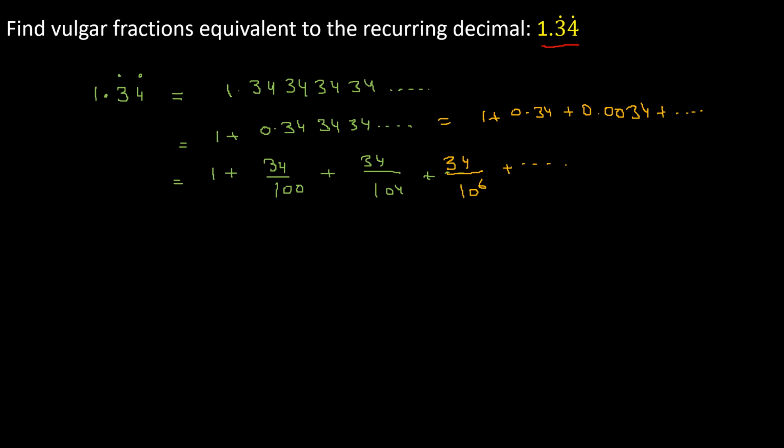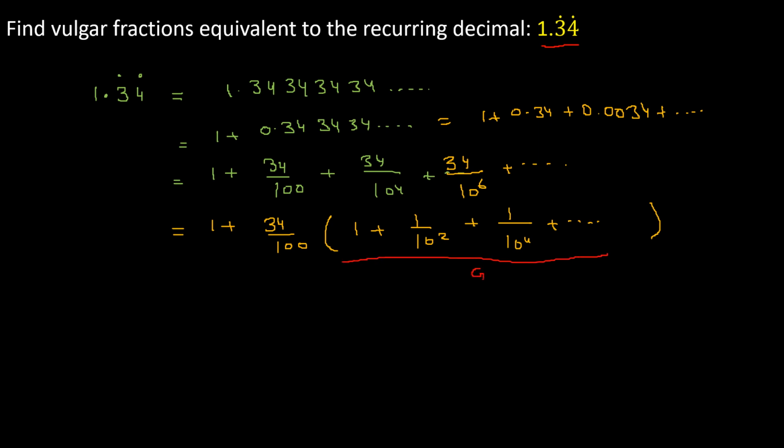So infinite terms. So we can write this whole thing as equal to 1 plus 34 over 100 is common. So here it will be 1 plus 34 over 100 times the bracket of 1 plus 1 over 10 raised to power 2 plus 1 over 10 raised to power 4 plus so on. So what is this actually? In the bracket, this is a geometric series with the common ratio r equals 1 over 100, right? And a1 is 1.